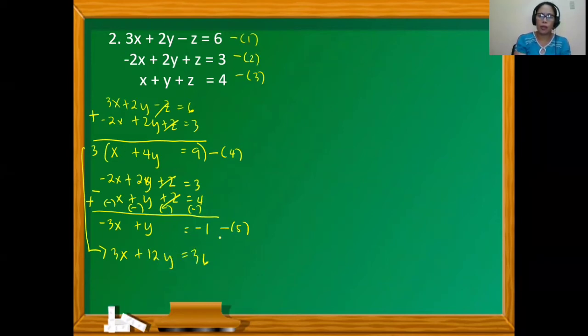And then let's copy the fifth equation. We have negative 3x plus y equals negative 1. And then perform addition. So we have 13y equals 35.